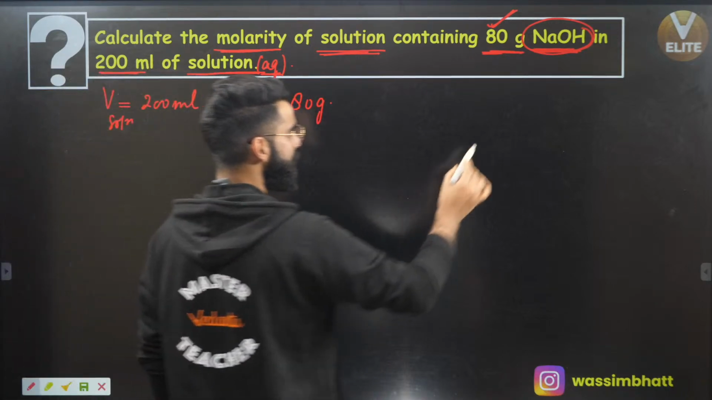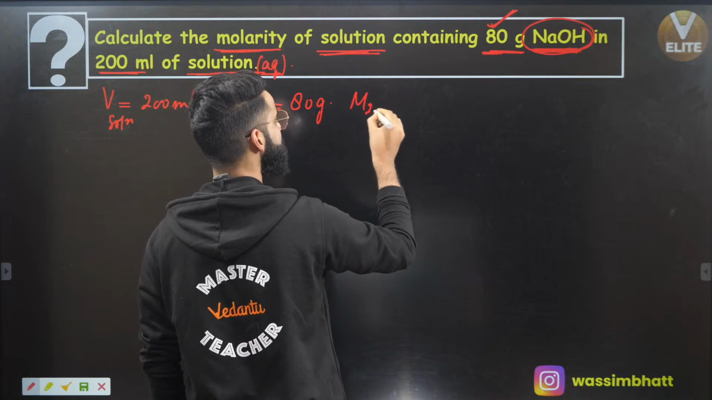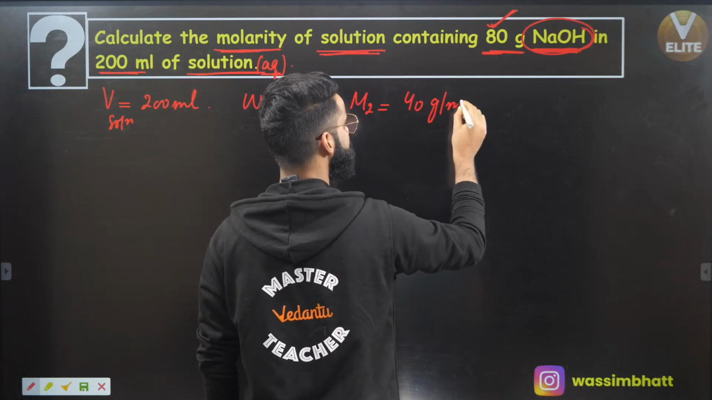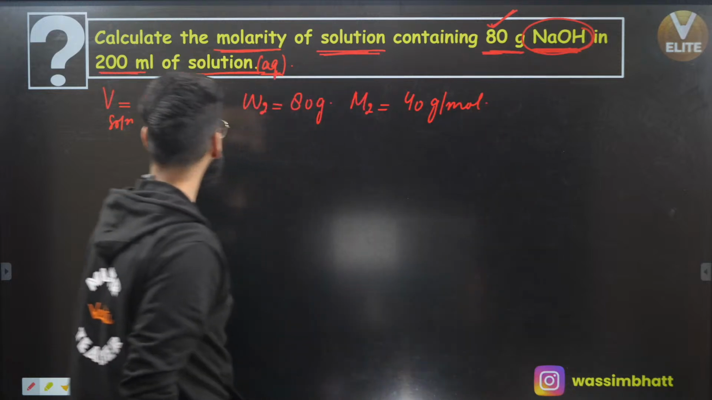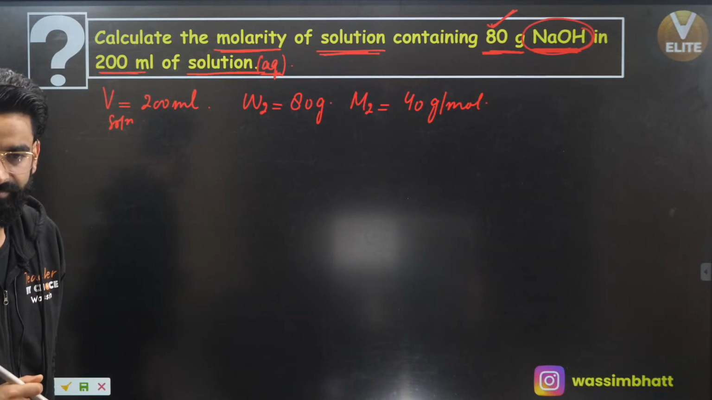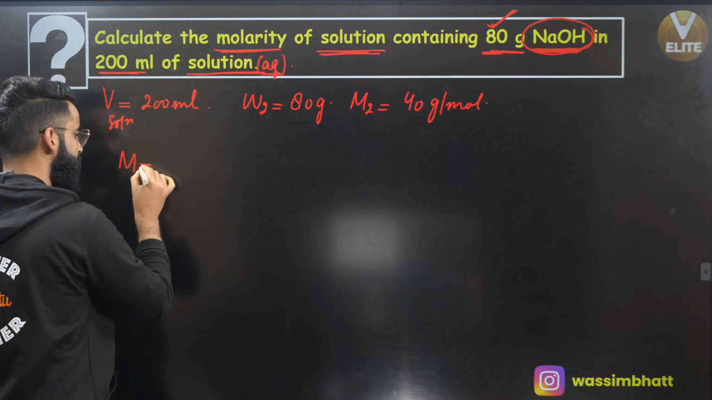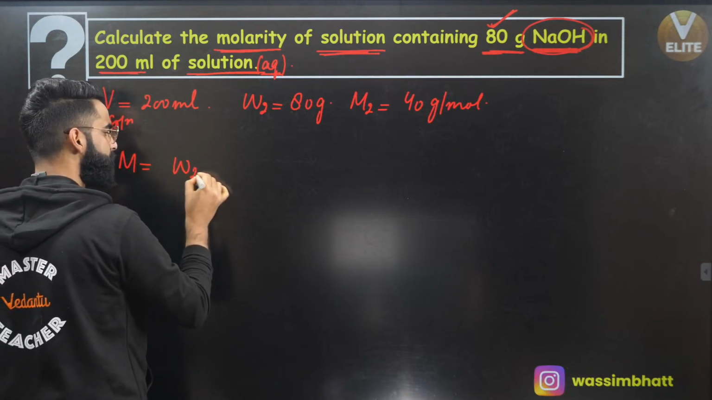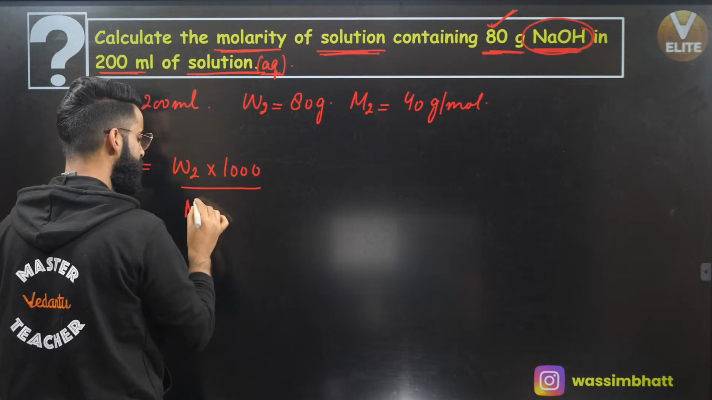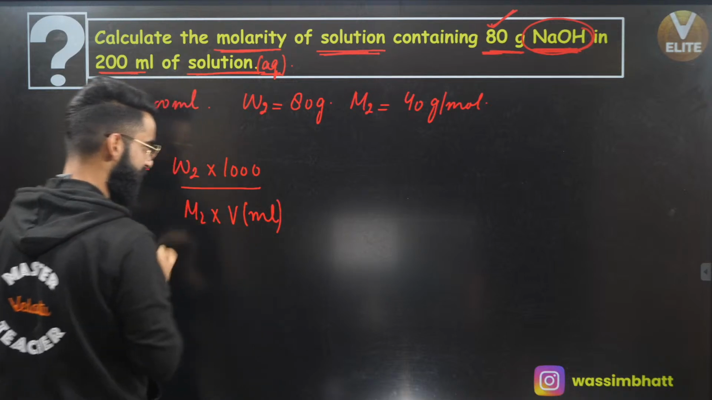Now, what is the molar mass of NaOH, my solute, which I represent by M2? It's simply going to be 40 grams per mole. What am I supposed to calculate? Molarity. So I'll write: molarity of the solution is equal to W2 multiplied by 1000 divided by M2 multiplied by volume of solution in milliliters, right?